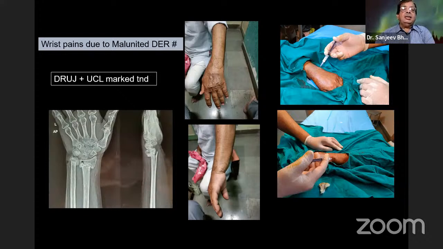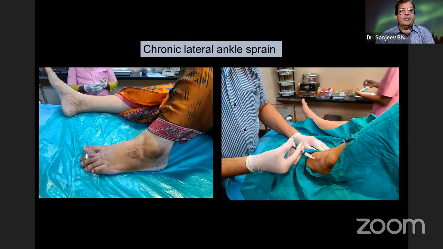In malunited distal end radius fractures, many patients come to you, especially from rural areas, where they have a distal end radius fracture, either untreated or improperly treated, and they come with malunited fractures. If you see, there is no tenderness on the distal end radius, but the tenderness is because of the DRUJ sprain, and also sometimes an ulnar collateral ligament sprain. If you inject at both these spots, half ml here and half ml there, you can get very good relief.